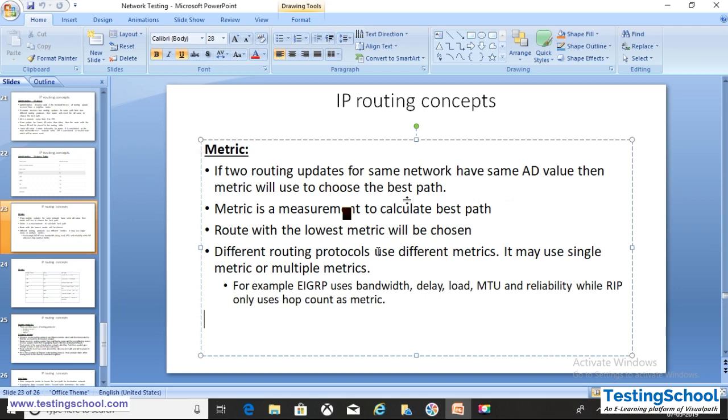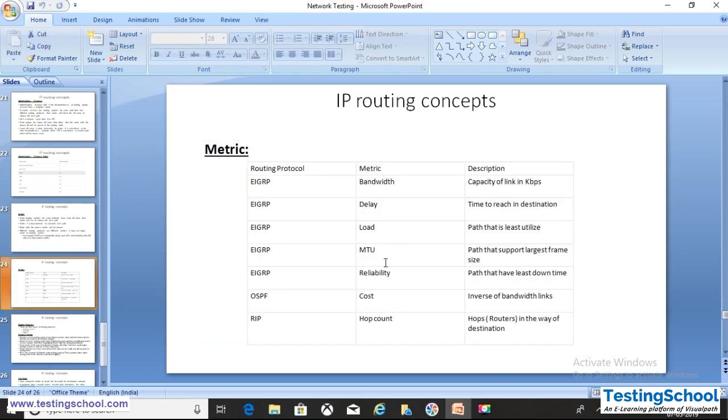Now, routing protocols. There are different categories of routing protocol: distance vector, link state, and hybrid. This we'll see in the next video.